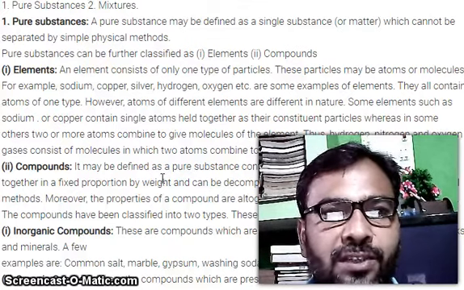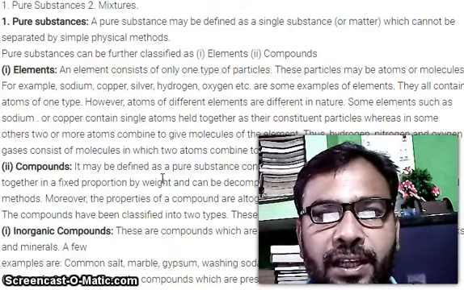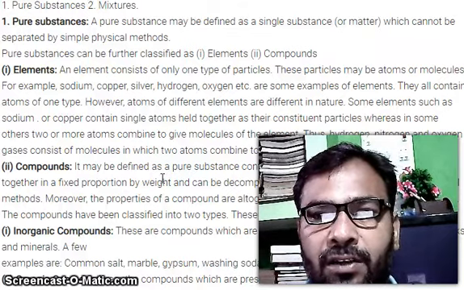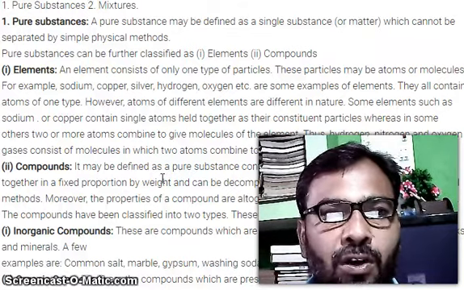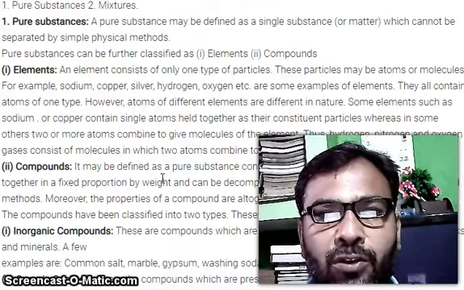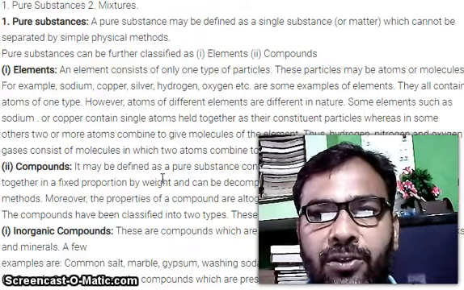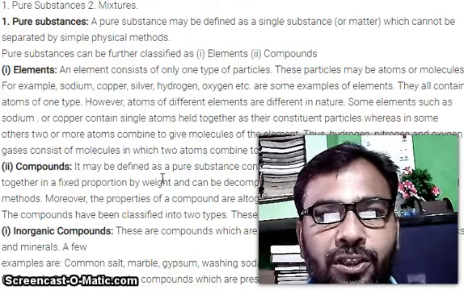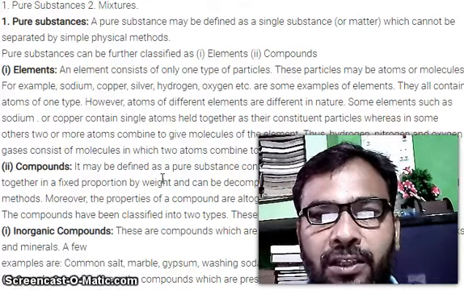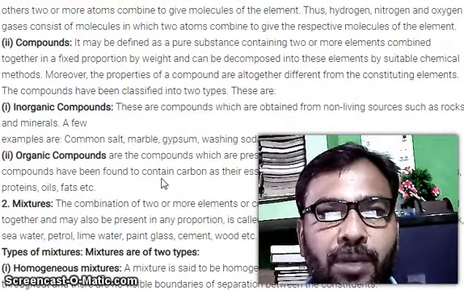Some elements such as sodium or copper contain single atoms held together as their constituent particles, whereas in some others, two or more atoms combine to give molecules of the element. Thus, hydrogen, nitrogen and oxygen gases consist of molecules in which two atoms combine to give the respective molecules of the elements. What is a compound?